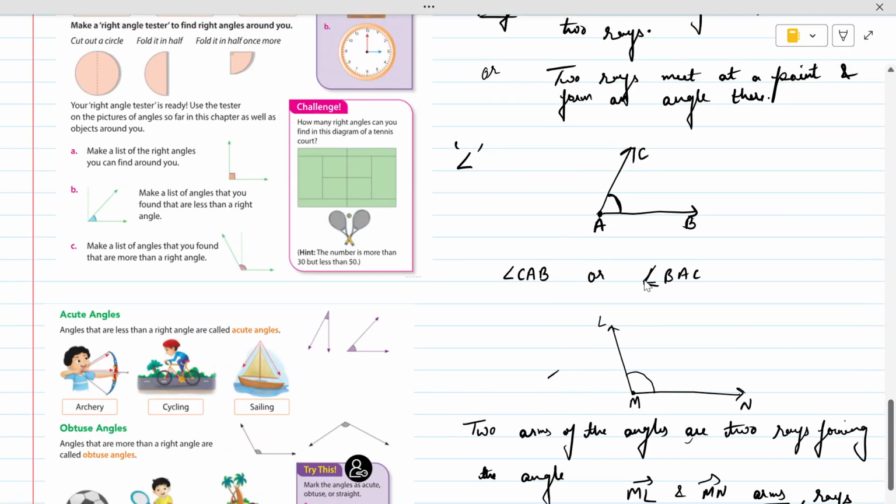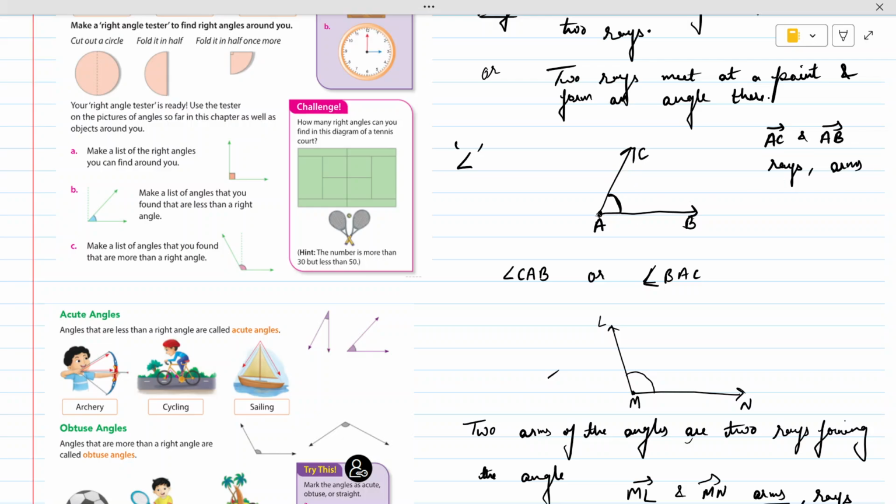An angle is a combination of a point and two rays, or we can say that two rays meet each other at one particular angle. So in this figure, A is the point, and AC and AB are the two rays, which are also called the arms of the angle, and the angle is CAB or BAC.